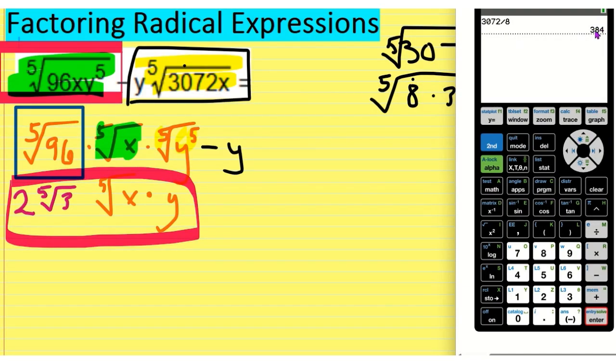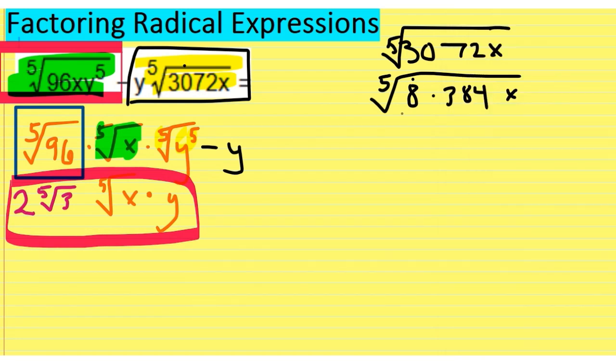Factors of 384, like 7 and 12. So 384 divided by 7? Nope, that doesn't work. 384 divided by 12? That does work. So 12 times 32, I can break that down. So we've got 8 times 12 times 32. And then the x is still over there.